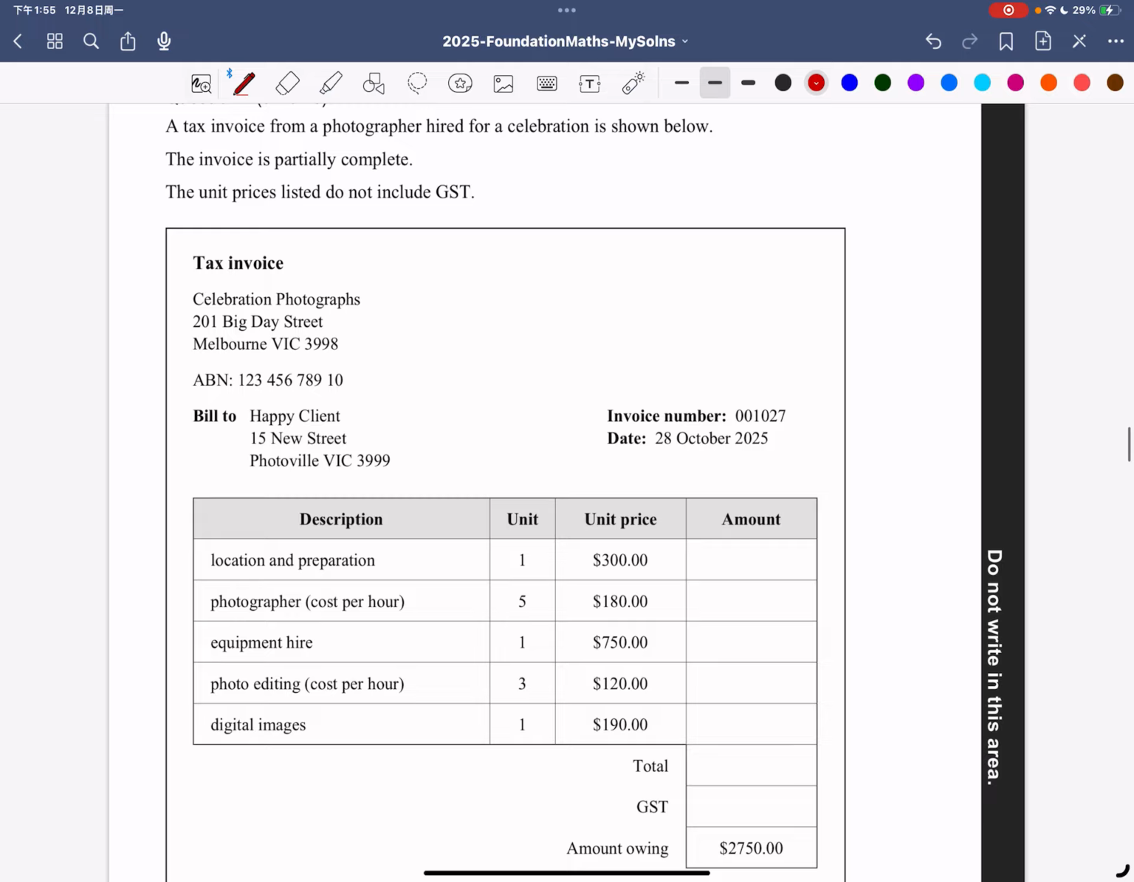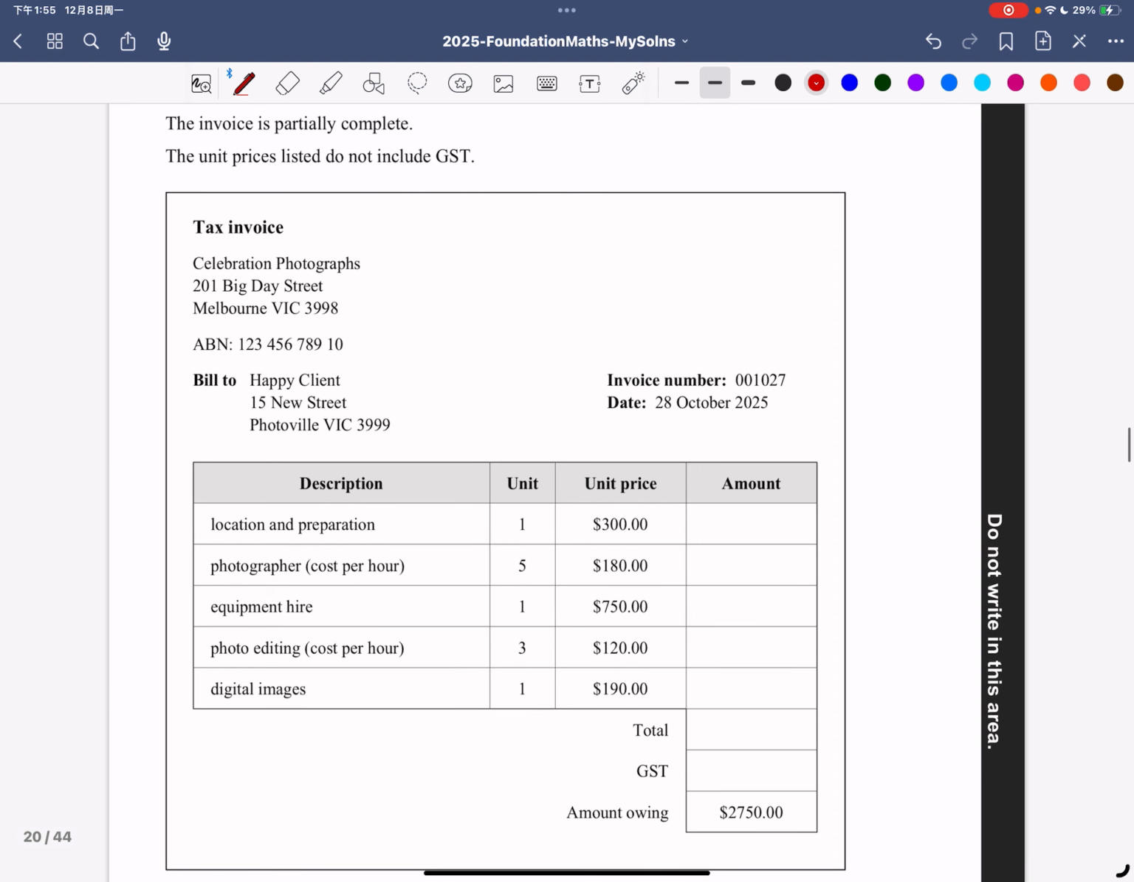Oh, an invoice. So location and preparation for this tax invoice. 1 unit, $300. So that's just 300.00. Correct to the nearest cent. 5 times 180, that is 900. One item of 750, that is 750.00.